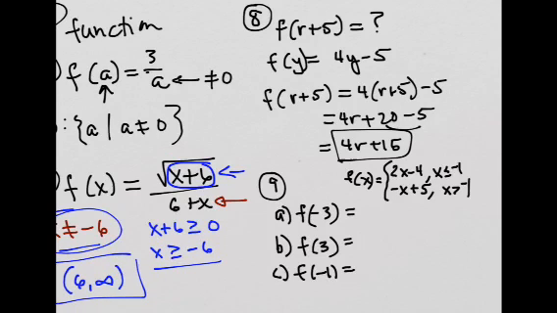Alright, so for number 9, you're evaluating a piecewise function. So f of negative 3 for part A, you're looking at the domain and asking yourself whether negative 3 is in here or here. And it's actually here, right? Because negative 3 is less than negative 1. So that means you're going to evaluate negative 3 in this part only. So you're going to say 2 times negative 3 minus 4, that's negative 6 minus 4, negative 10.